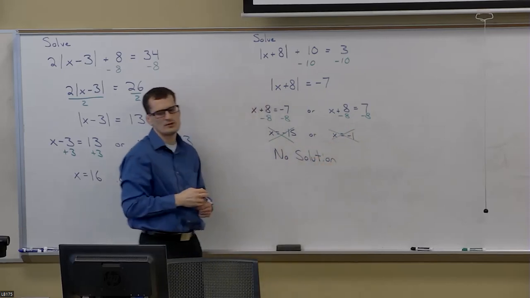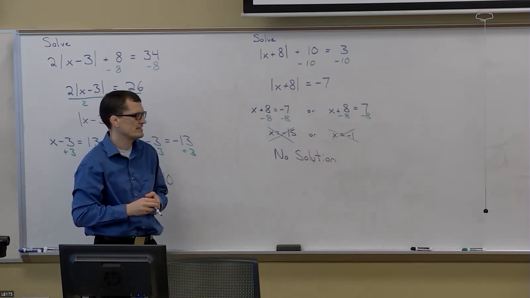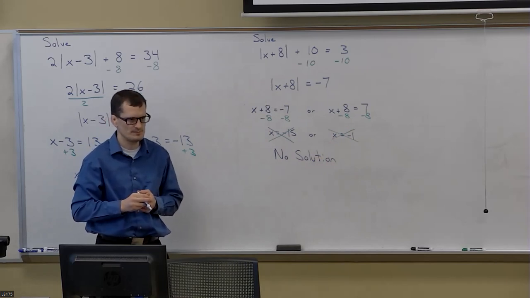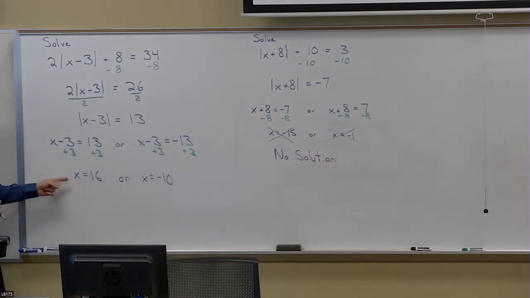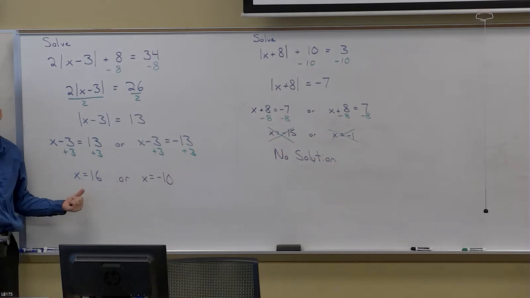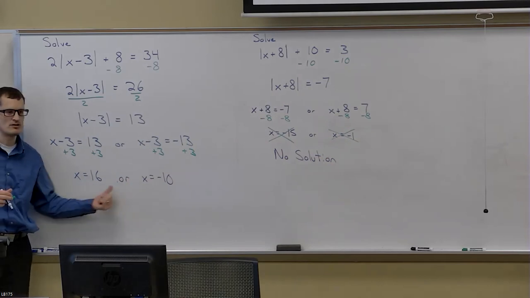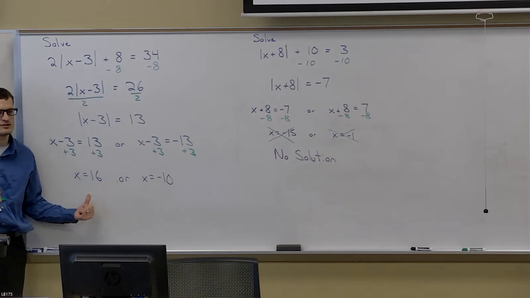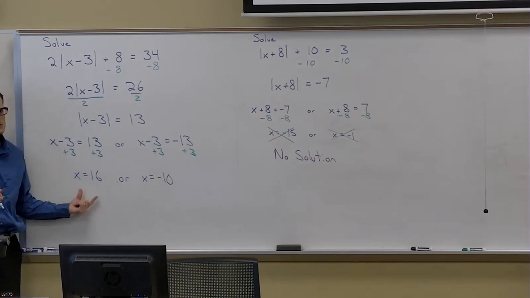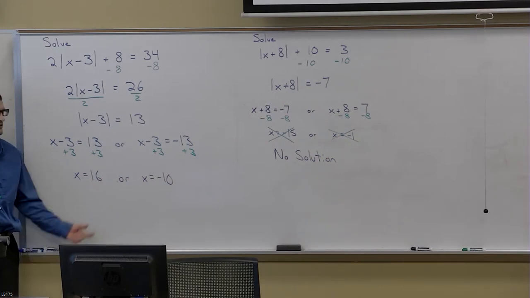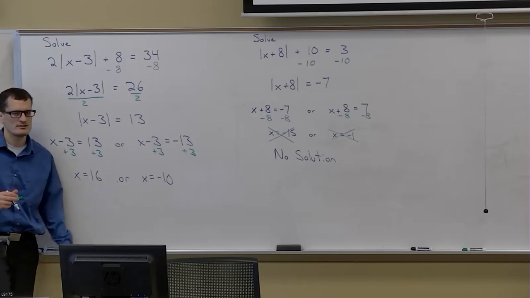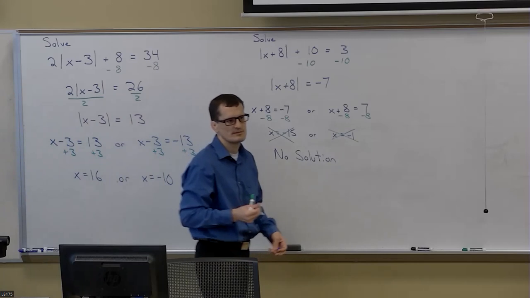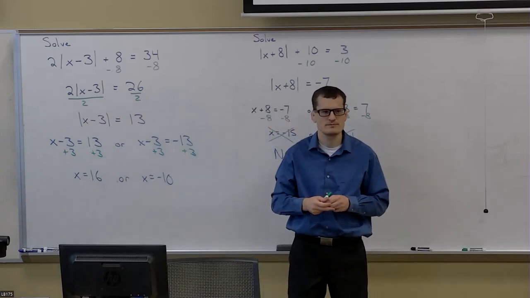I think in Moodle, if you have no solution, you're supposed to write DNE for does not exist. And in Moodle, when you have two solutions like this, it'll say to either write the smaller one first or the larger one first, but it'll indicate which one to write first and which one to write second. That makes sense? So write the larger answer first, so you'd write the 16 first, and then the smaller answer second, you'd write the -10 second. That work?